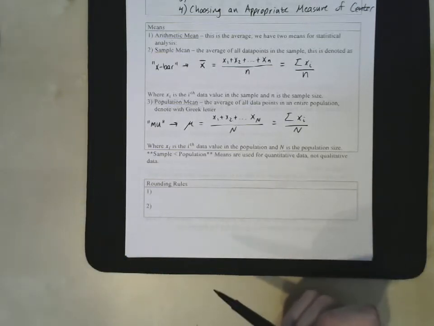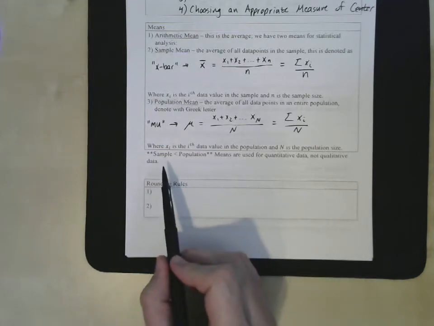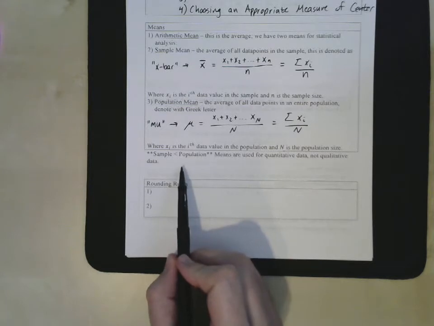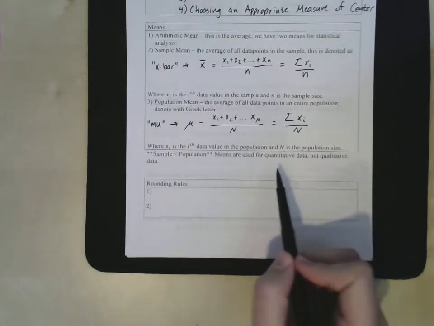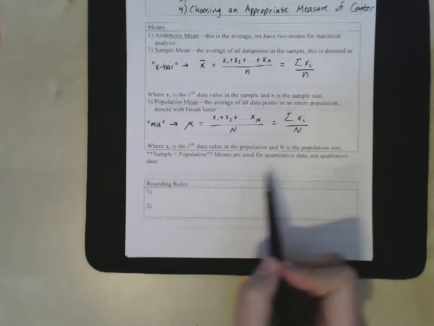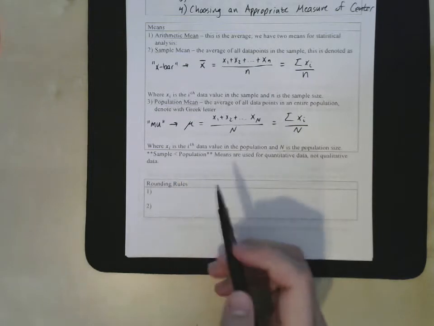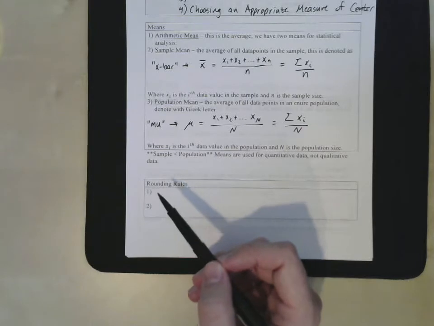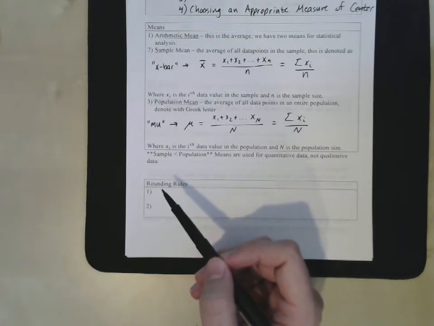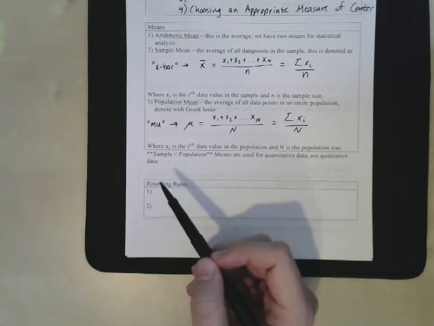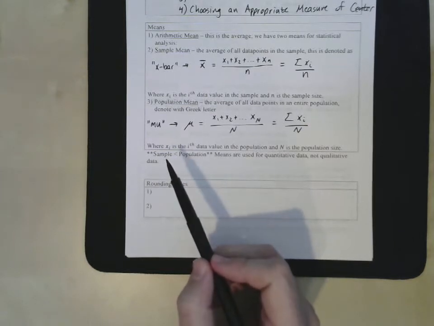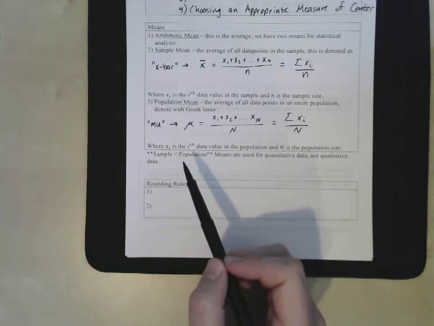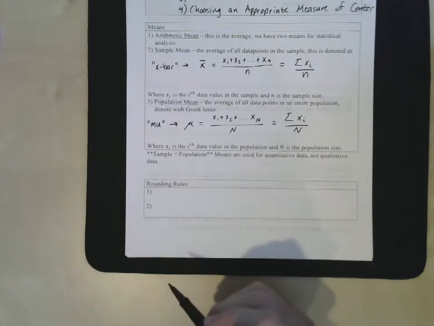So an important note that we want to make here is that sample is less than population, and means are used for quantitative data, not qualitative data. So if you have a lot of values, a mean is a great measure of center to use, and it gets used a lot. The average score, the average this, the average that. But your sample size or your sample mean should be less than your population size or your population mean generally.